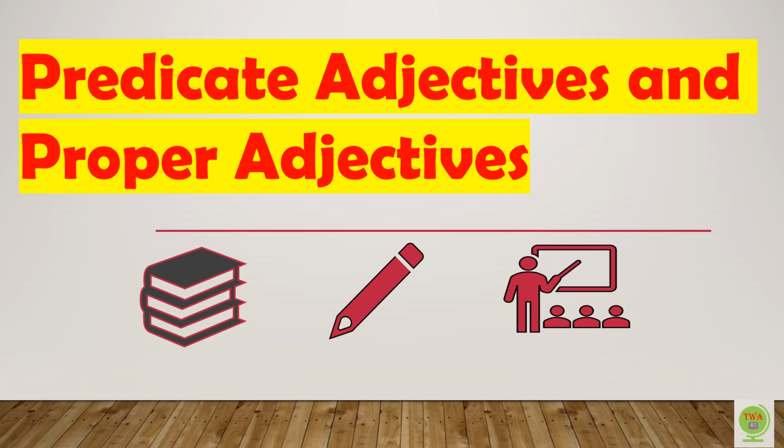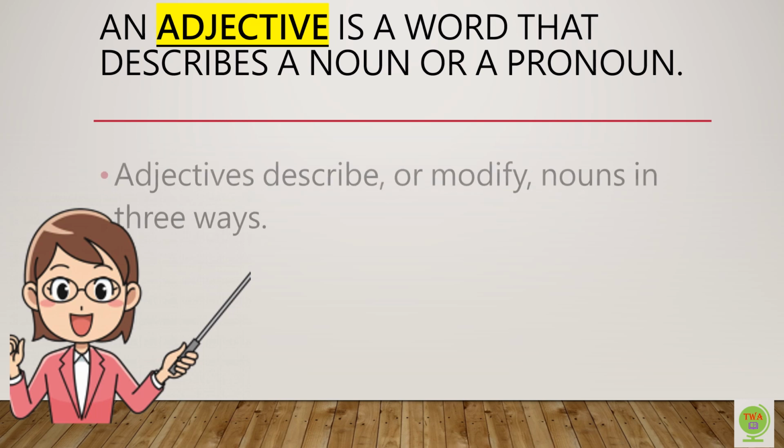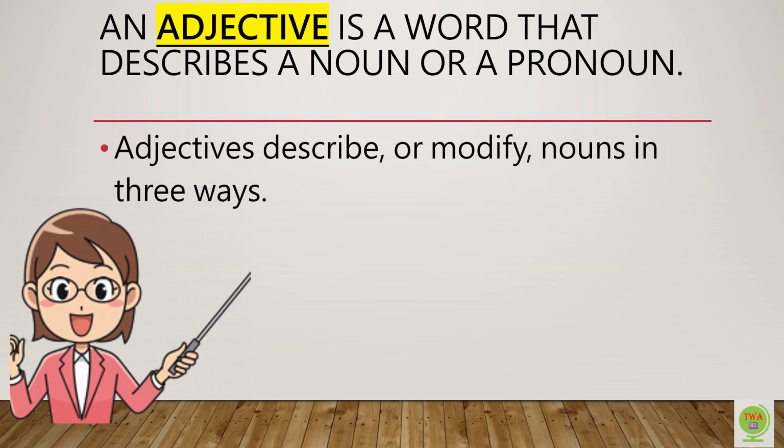And today with Anne is predicate adjectives and proper adjectives. An adjective is a word that describes a noun or a pronoun. Adjectives describe or modify nouns in three ways.